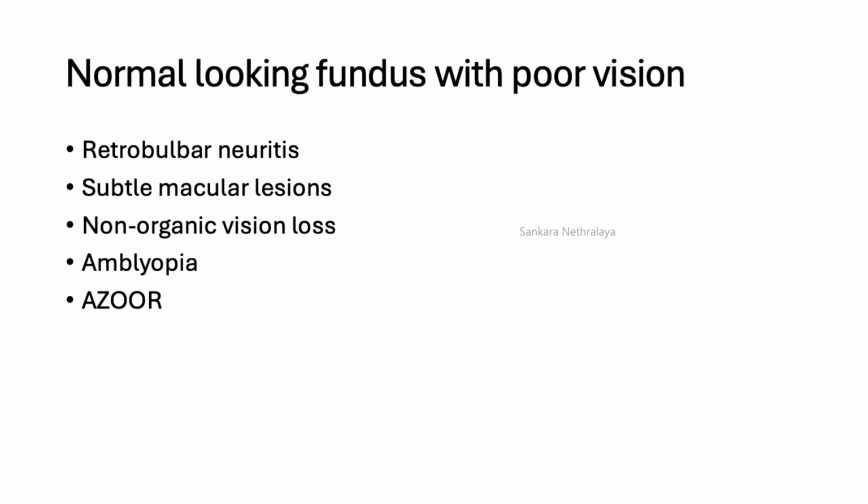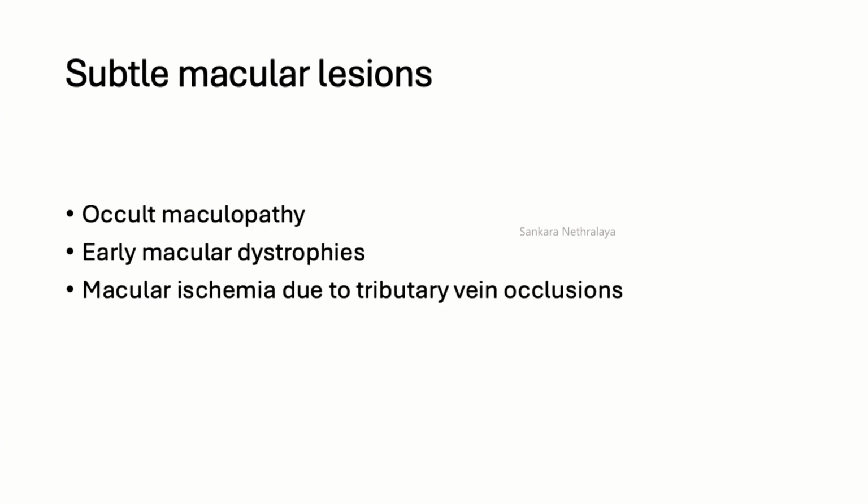Non-organic vision loss, amblyopia, these are all self-explanatory. So subtle macular lesions could be a lesion which can be so subtle that you can't see it with normal examination, like an early macular dystrophy. Stargardt's disease patients, when they go to school the first time, the teacher finds that they can't read what is on the blackboard and complains to the parents. The parents say, this fellow is being naughty, he doesn't want to go to school. That's why he's misbehaving.